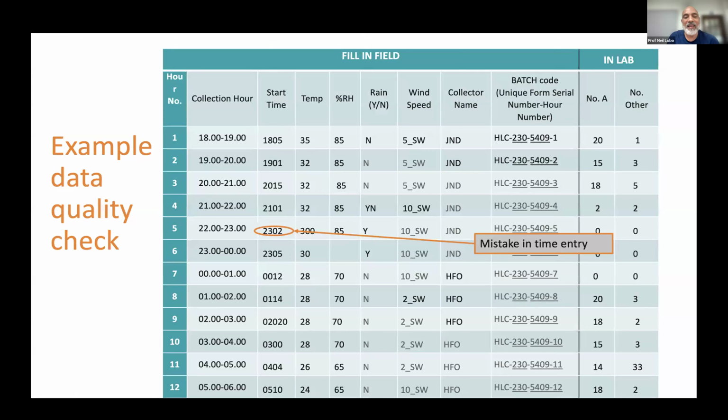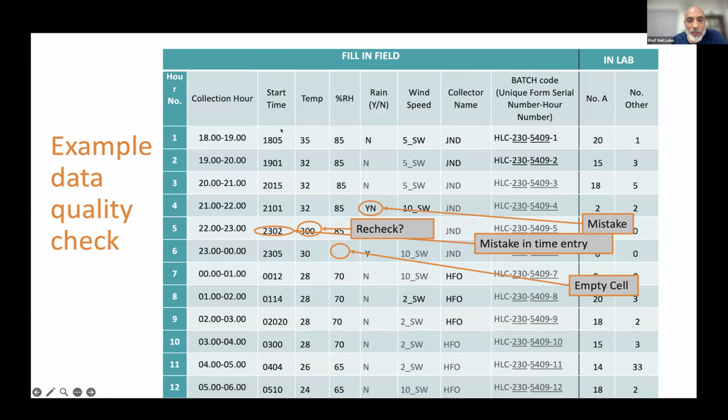Here is one. Can you see that? The start time is 23:02. That is a mistake in the time entry. And here, was it raining? YN, what does that mean? Is it yes or no? Right? That's what YN means. Over here is an empty cell. We should not have an empty cell. If the data wasn't collected, put in the code for data not collected.